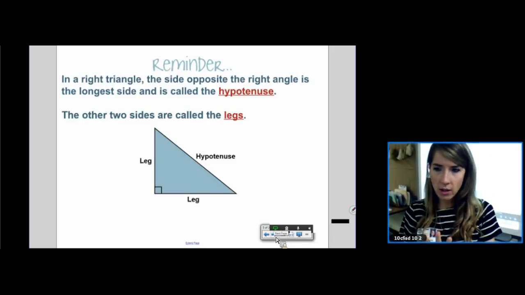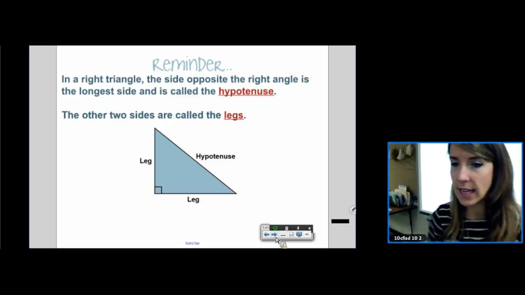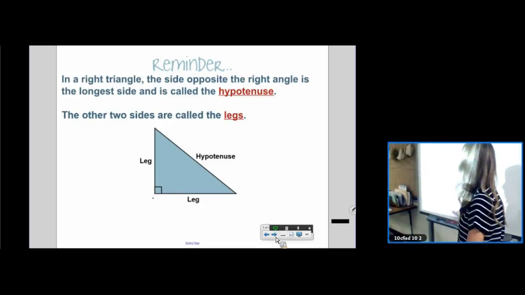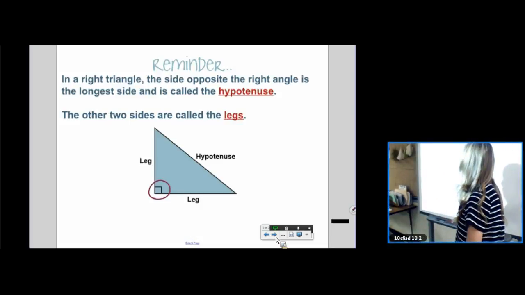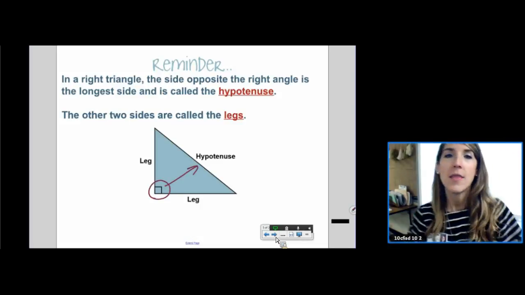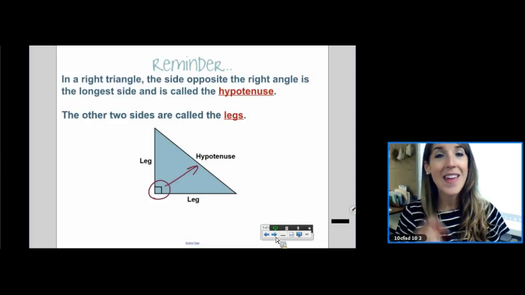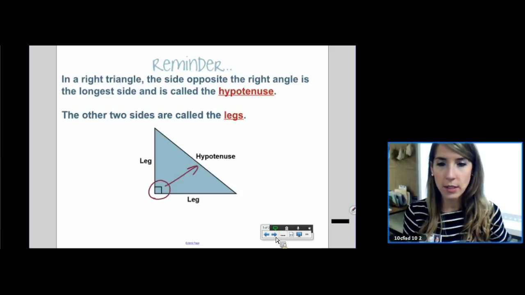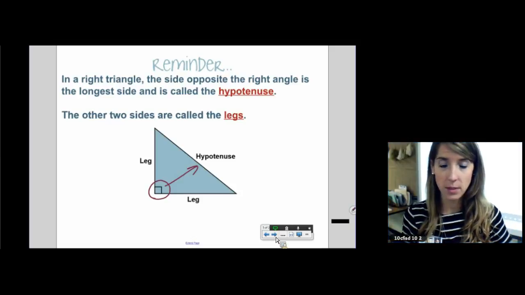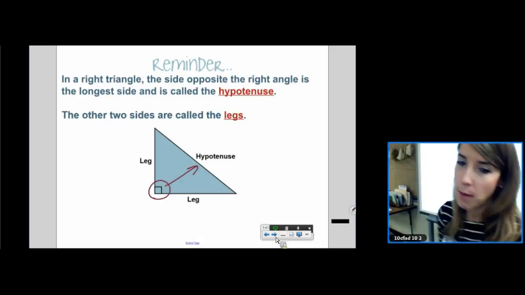So we have a right triangle that always has a right angle. That's a characteristic of a right triangle. The hypotenuse has to be located, if you drew an arrow away from the box, that's where the hypotenuse is located. And then the other two sides, kind of like in an isosceles triangle, are called legs. Okay, so we need to know that vocabulary for today's postulate or theorem.